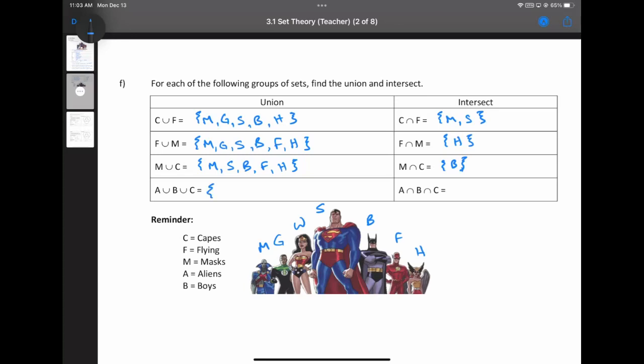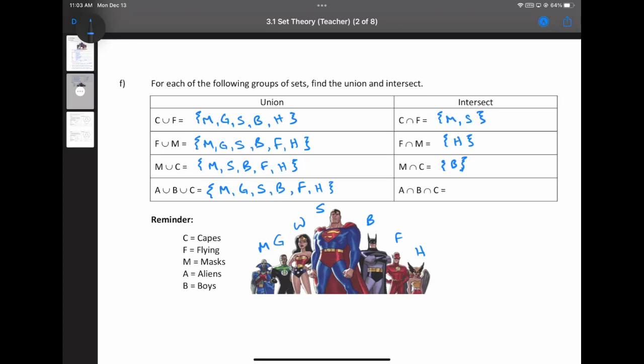Martian Manhunter's a boy. Green Lantern's a boy. Wonder Woman is not a boy, does not have a cape, and is not an alien. So she's not in the list. Superman's an alien. Batman has a cape. Flash is a boy. And Hawkgirl is an alien. So the only one on here that doesn't meet any of the criteria of being an alien or a boy or have a cape is Wonder Woman.